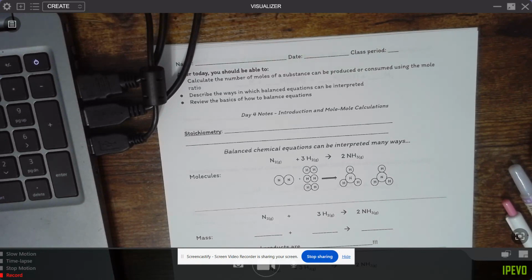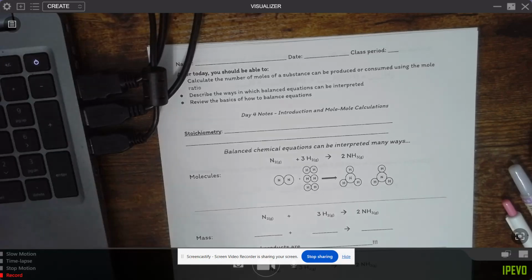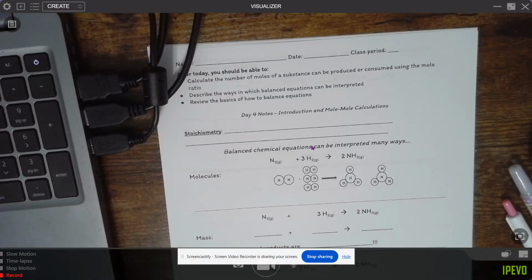Okay, and by the time we leave here today, you should be able to look at a chemical equation and figure out how many moles either are needed or can be produced. And then we're also going to talk about this chemical equation, some different ways that we might read what it means.